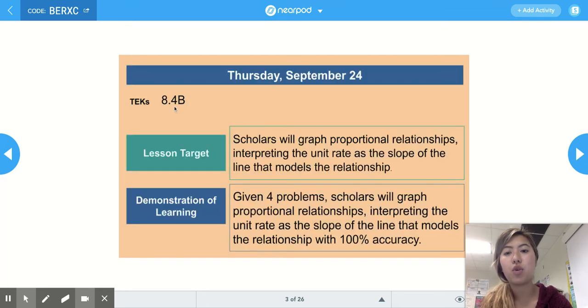Today's TEK is 8.4B. Our lesson target is that scholars will graph proportional relationships, interpreting the unit rate as the slope of the line that models the relationship. The DOL is given 4 problems. Scholars will graph proportional relationships with 100% accuracy.